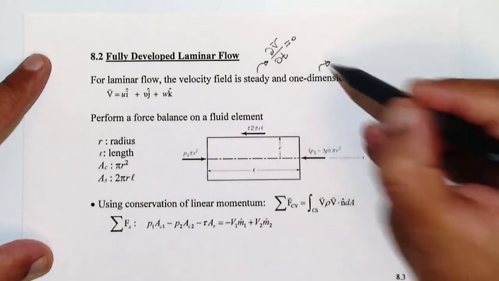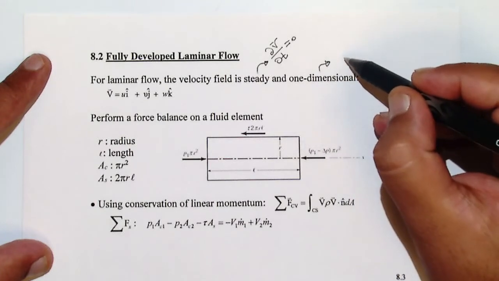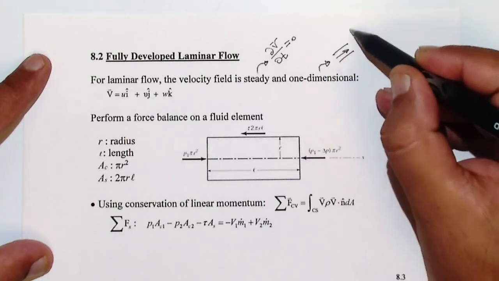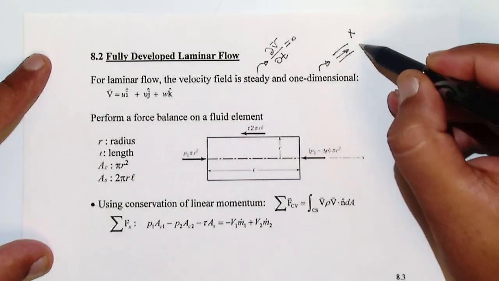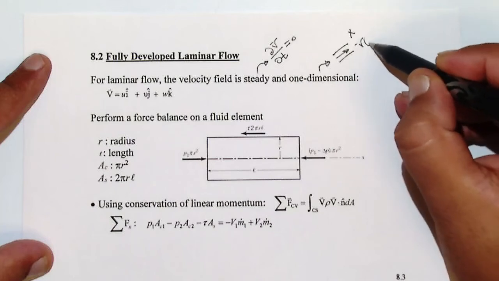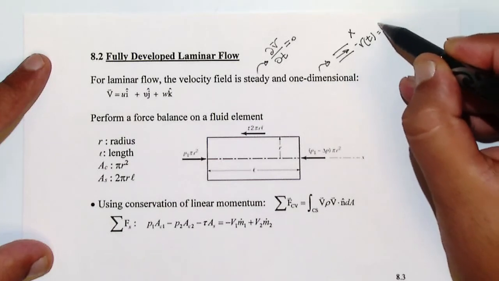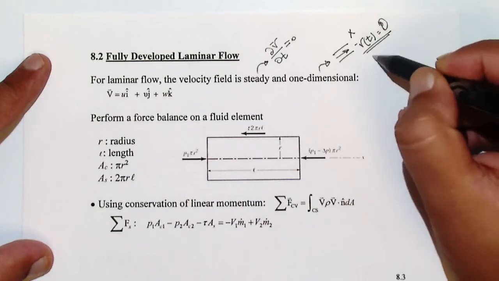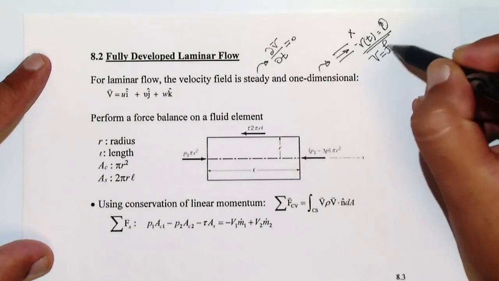What does one-dimensional mean? It means that it only depends on r. Because the flow is coming into the pipe and is not changing with x, the components of velocity are not a function of t, the derivative is going to be 0, and also v is not a function of x.